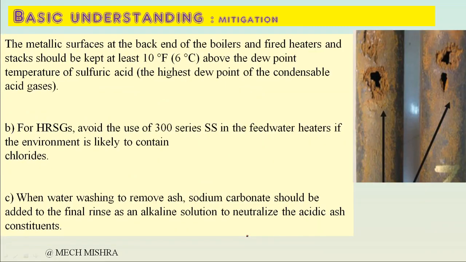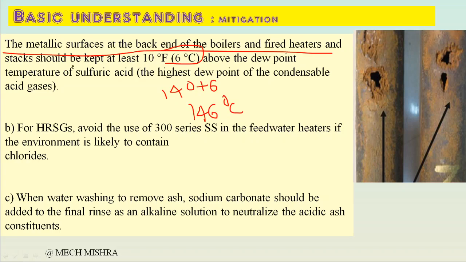So what are the mitigation steps to avoid such dew point corrosion? First, for the metallic surfaces at the back end of the boiler and stack, we have to maintain the metals, piping or tubing at least 6 degrees above the dew point. If my dew point temperature is 140 degrees, then I have to maintain a temperature of at least 146 degrees centigrade to avoid dew point condensation. That's important.